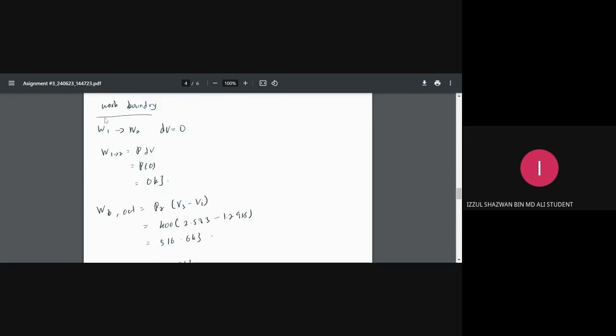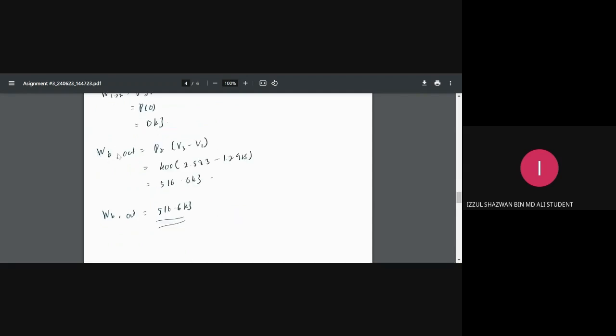Now we'll find the boundary work. First and foremost, we need to find the work from 1 to 2. Since there's no movement, no expansion in volume from 1 to 2, the work done at the boundary will be 0 from state 1 to state 2.